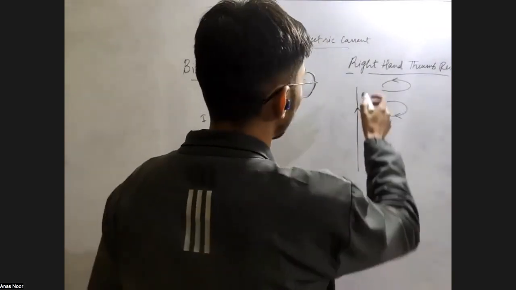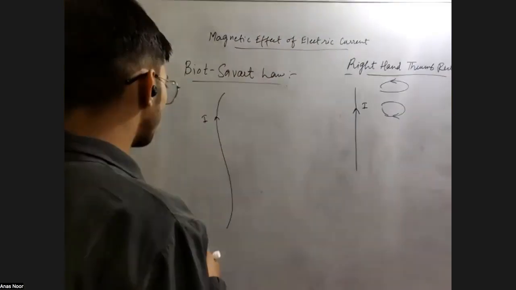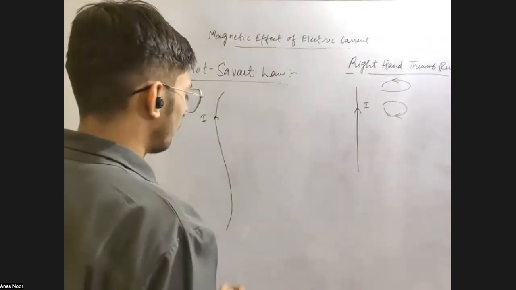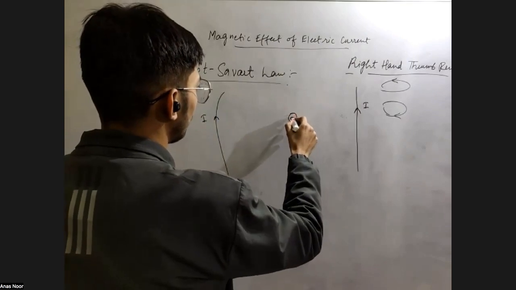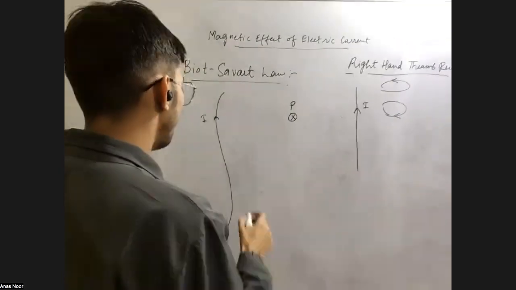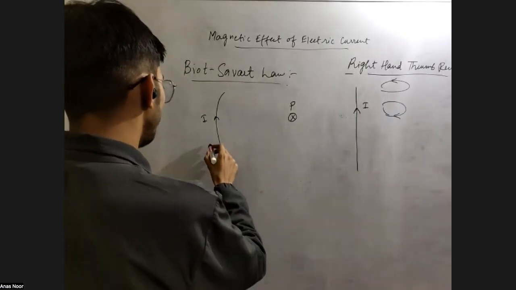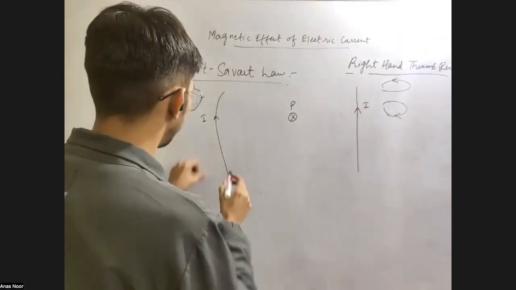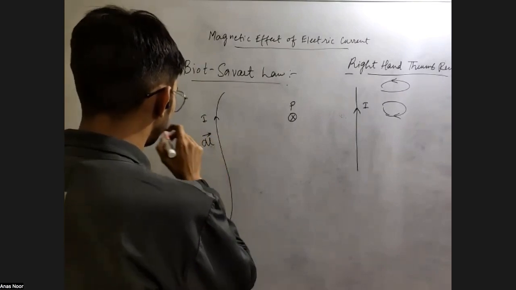So this is used to find the direction of the magnetic field. Now we have a current carrying wire. We want to find, at some distance from it, at point P, the magnetic field due to a small current carrying element dl.